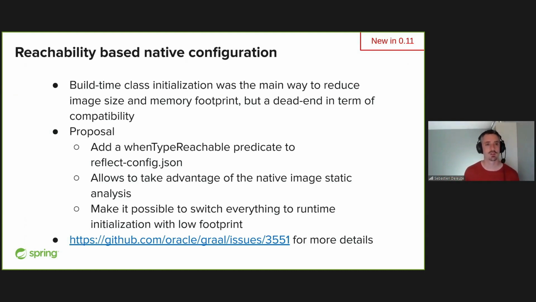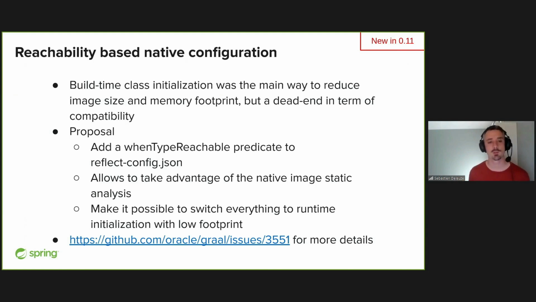Reachability-based native configuration is also super important. It allows reducing the amount of build time class initialization, which was previously the main way to reduce the native image size. But that's a dead end in terms of compatibility from my point of view, and I think most of the GraalVM team share that.